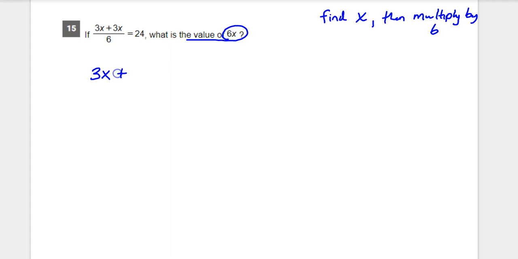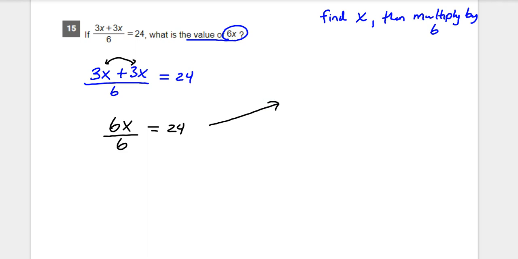I have 3x plus 3x, all divided by 6, equals 24. Well, I see right away I can combine like terms on the top. 3x plus 3x is really 6x divided by 6 equals 24. So all I did was combine these two like terms. Now, most people right now would probably go this direction, and I wouldn't do this because the answer is a little faster. Maybe I'll show you the fast way.